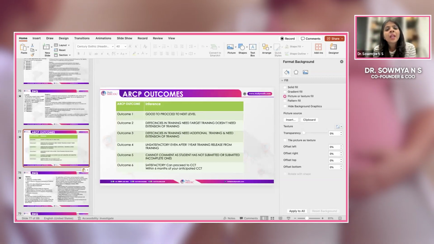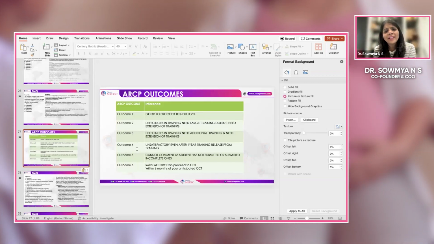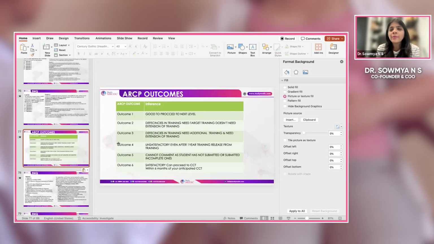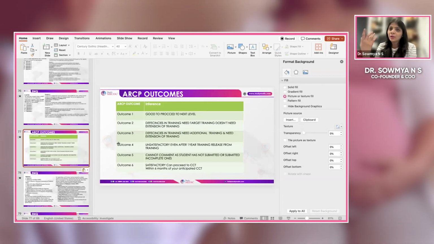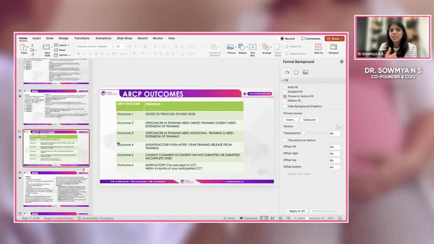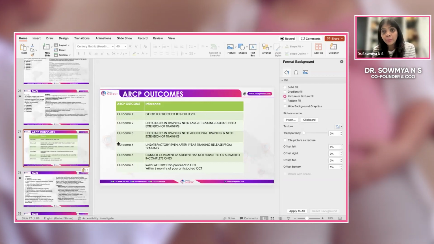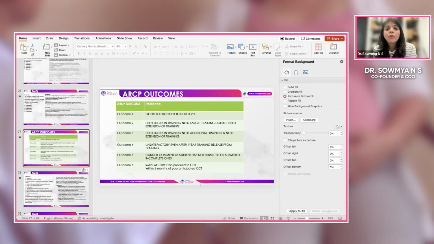That's what it means. Outcome 4, there are a lot of examples, like the example which I quoted, where they are not at all good in any other key areas and they are not able to pass even part 1 MRCOG. So you would give maximum training for 1 year and release them after 1 year.